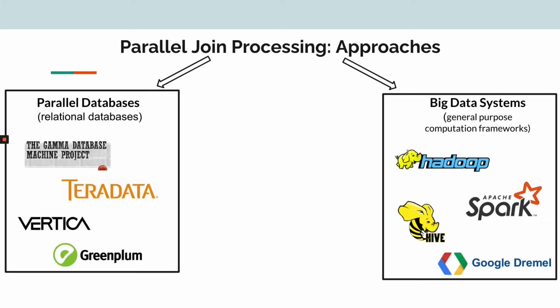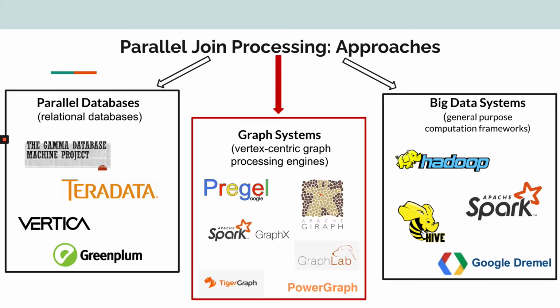This technique of horizontally partitioning the input to parallelize the join computations has been adopted by the following classes of systems. Here we have examples of early parallel databases from the 80s, as well as the ones that are known and used today. Then there is a class of systems referred to as big data systems that have been developed for general purpose computations and not specific to SQL workloads, however used a lot for join processing.